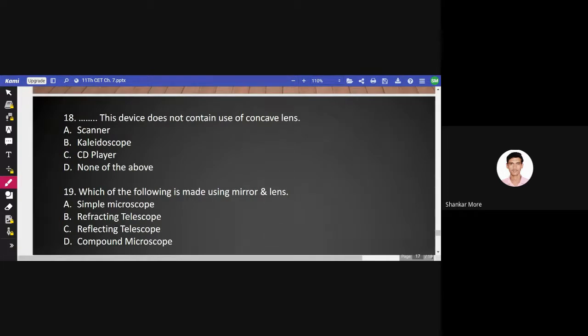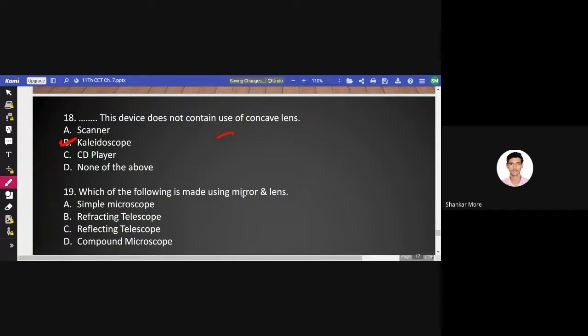So which is the device that doesn't use a concave lens? Obviously option B is correct. Kaleidoscope, it does not use it, isn't it? In a CD player, if somebody hasn't seen it, when you insert the CD and the CD goes inside the CD player box, there is one lens, which is I think a concave lens. So there is a use of that particular lens in the CD player. I don't know whether you have seen it or not. So option B is correct anyway.